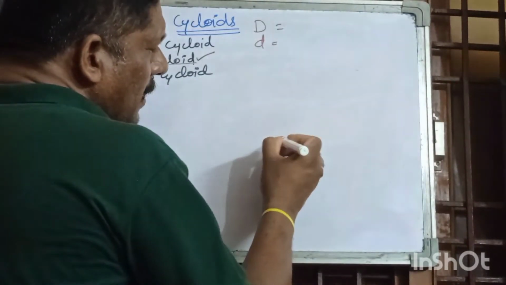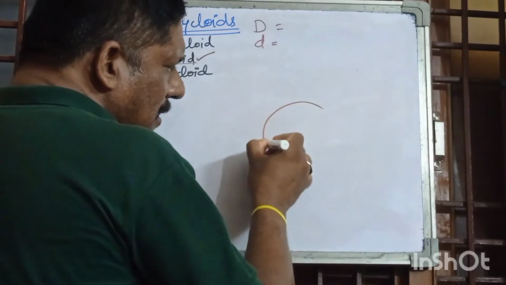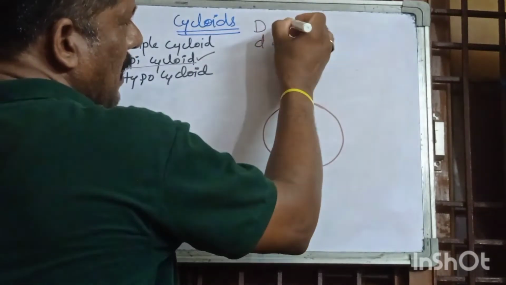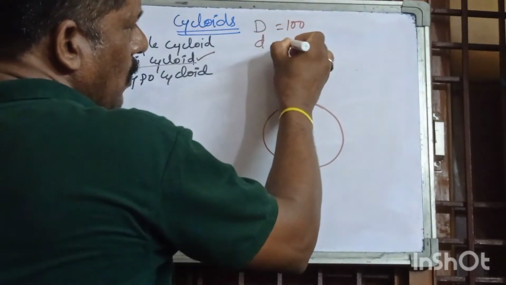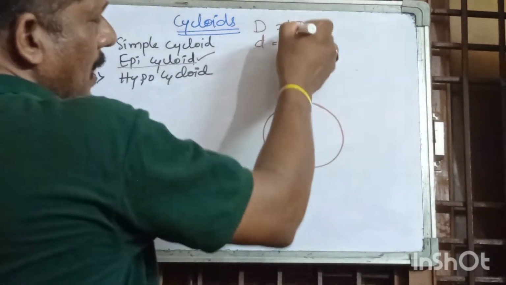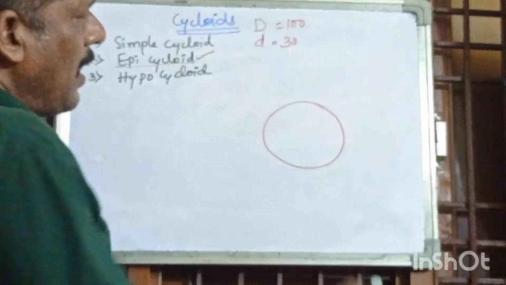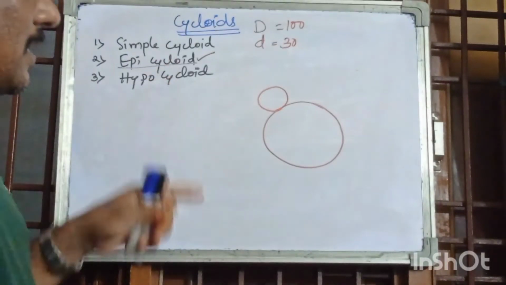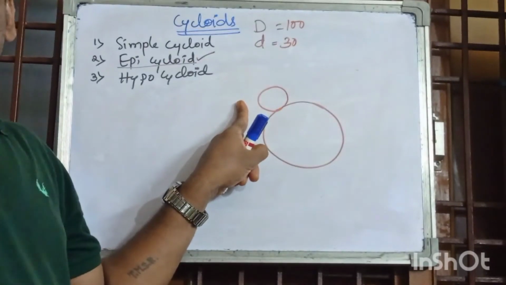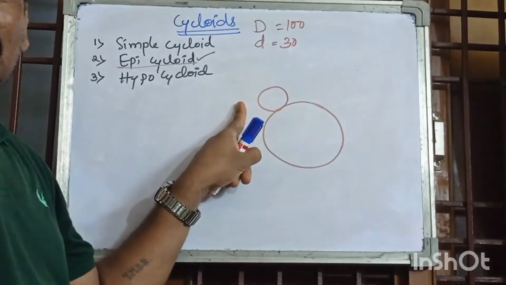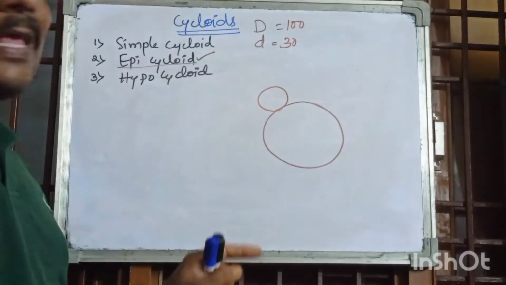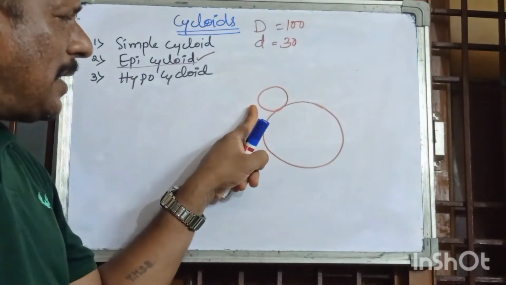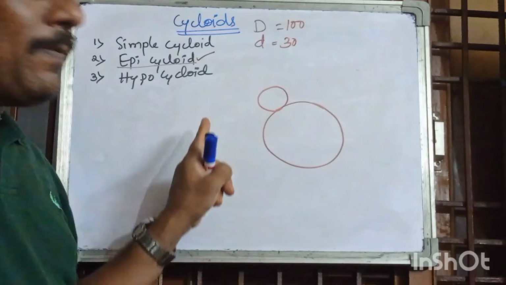Epicycloid means a bigger circle is there. Suppose the diameter of the bigger circle is 100 mm and the smaller circle is 20 or 30 mm. With 100 mm draw the big circle, and with the small diameter draw the small circle outside of this bigger circle. When the rolling circle rolls outside of the bigger circle, it is called epicycloid. In epicycloid, the rolling circle is always outside of the circle.